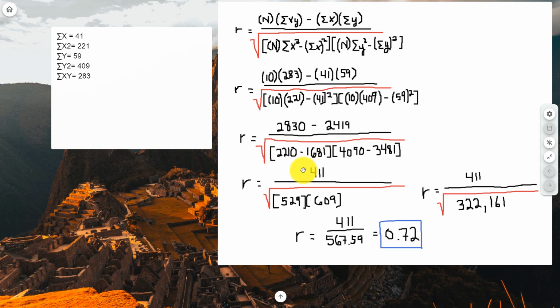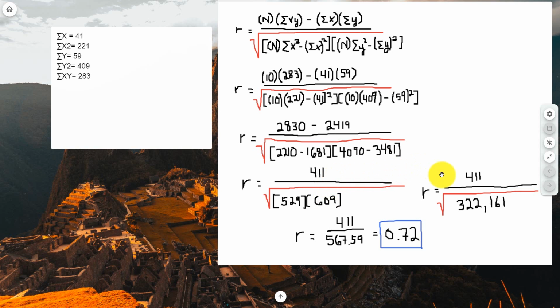And when we start to crunch the numbers a little bit further, we subtract 2,419 from 2,830, and we get 411. And when we subtract 1,681 from 2,210, we get 529. Take away 3,481 from 4,090, and you get 609. So we have some really manageable numbers we're working with by now.